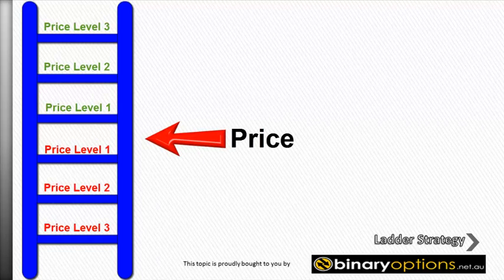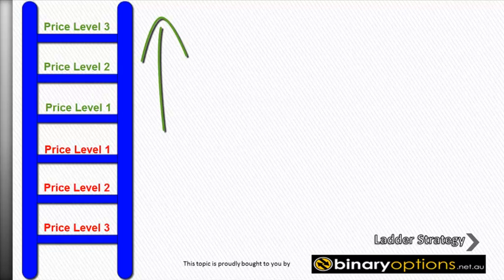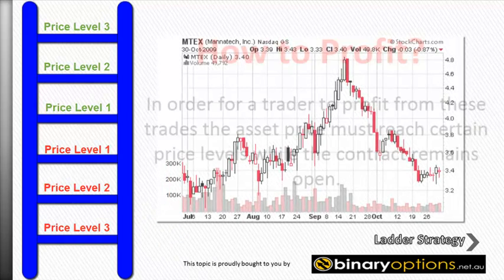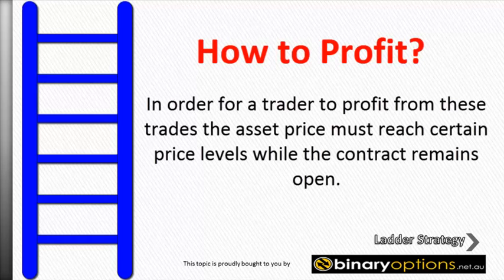A ladder binary option trade predicts that the market has to rise beyond or decline below certain price levels, all while the trade is executing. In order for a trader to profit from these trades, the asset price must reach certain price levels while the contract remains open.